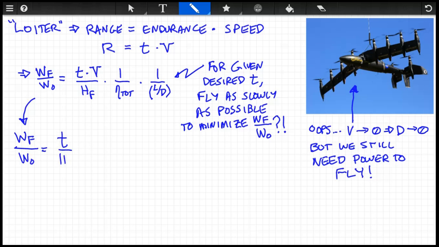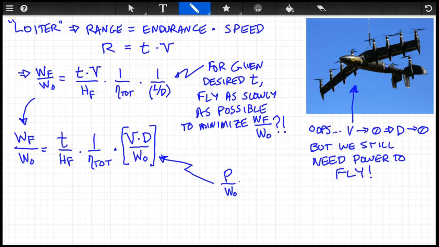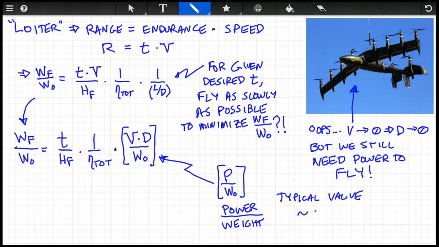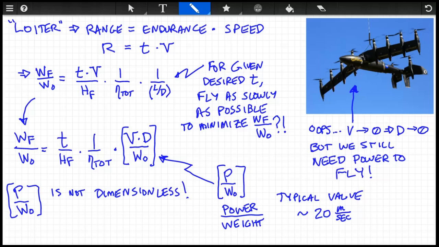So we have to do a little bit of algebraic rearrangement to get the equation into a form that we can use for hovering vehicles. And what we see is if we group together velocity and resistance force to form power, now we can include a general expression that gives the ratio of the power required to the weight of the airplane, and a typical value for that number is 20 meters per second. We'll have to wait till later in the semester to understand where this number comes from.